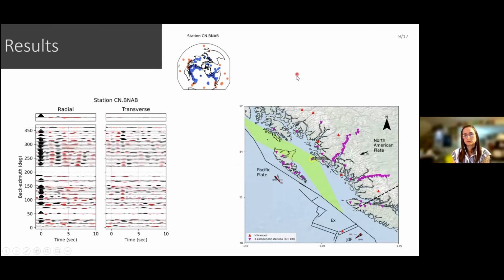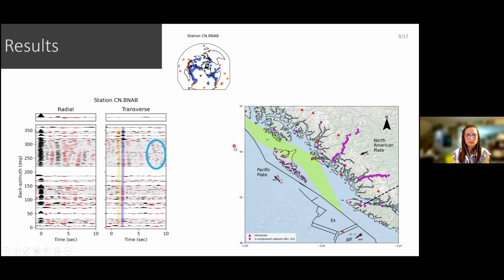I'm also going to show the results from another station, which is interesting. This station BNAB is lying within that polygon where the extents of the Pacific plate could reach. Again, we're seeing something on the transverse component, and we also see something later on, around 7 to 8 seconds, between 200 and 300 back azimuth. So this could potentially be a signal coming from the Pacific plate, but it needs further investigation.